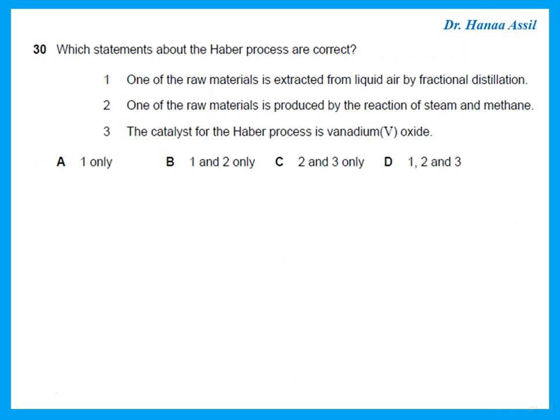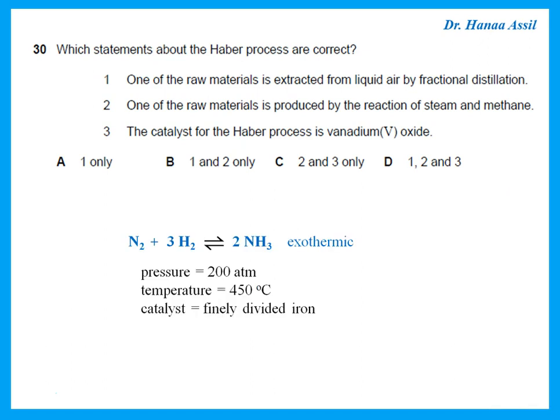Which statements about the Haber process are correct? Again, which one was the Haber process? Nitrogen plus hydrogen to give ammonia. Okay, I'm going to remind you that in this case, the conditions are the pressure is 200 atm, the temperature is 450, and the catalyst is finely divided iron. And we said, where do we get nitrogen and hydrogen from? You should remember that we get nitrogen by fractional distillation of liquid air. So that first statement is correct. We get hydrogen by reaction of steam with methane, or we said the raw material is hydrocarbons or crude oil.